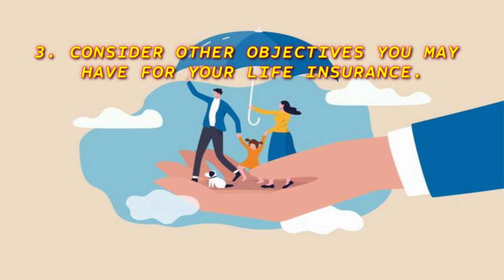3. Consider other objectives you may have for your life insurance. Some types of life insurance policies include a savings feature that can be used for purposes other than paying death benefits.